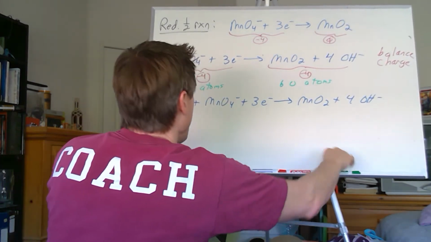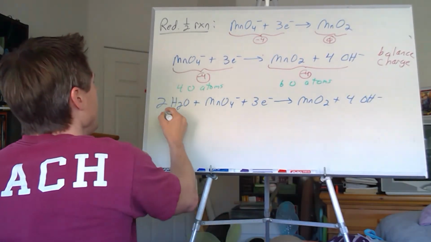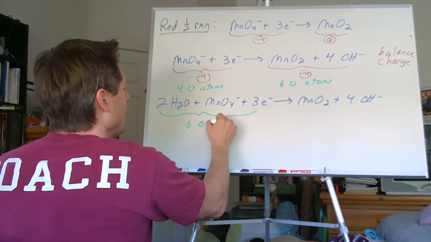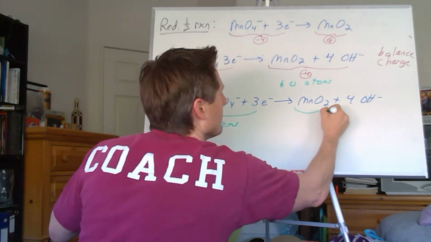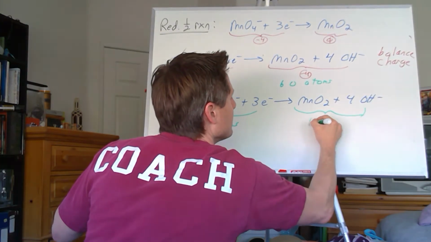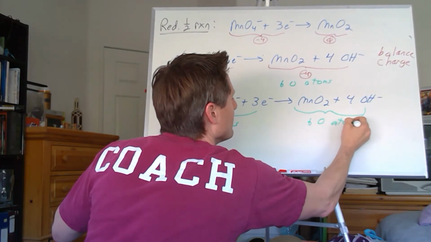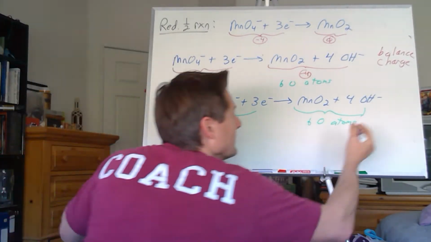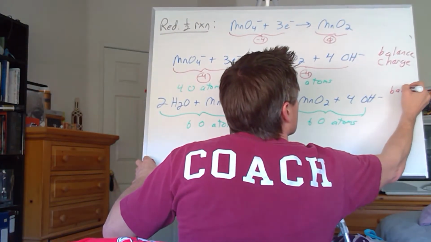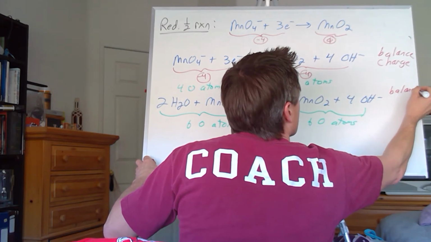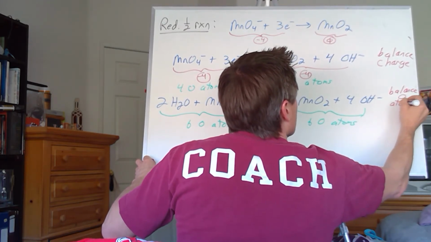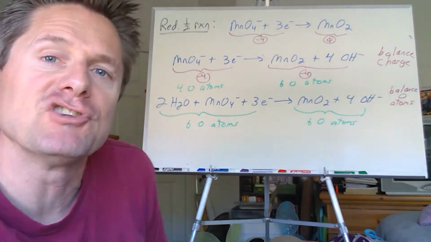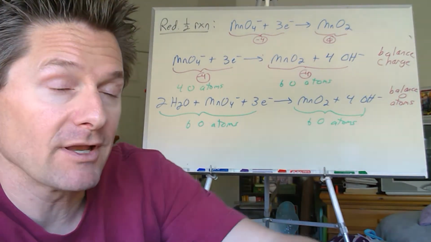So now I can say, hey, 4, 5, 6 oxygen atoms, 6 oxygen atoms. And the whole point for this was to balance oxygen. You will find that you never actually physically balance the hydrogens. They should work out if you do everything correct.